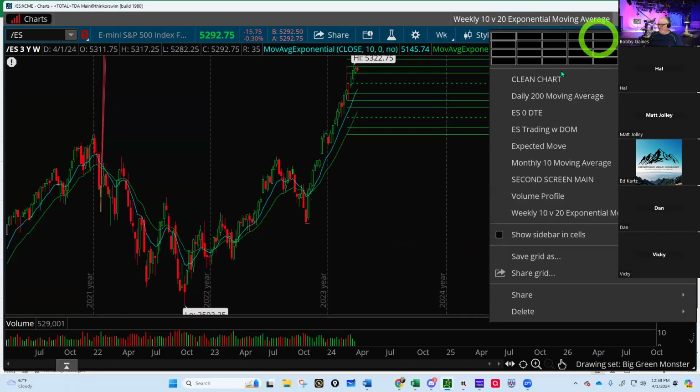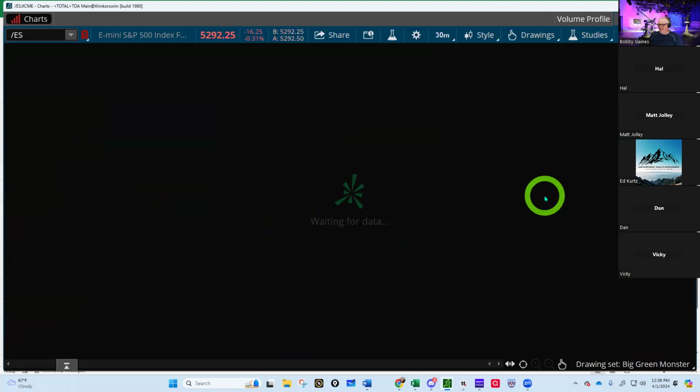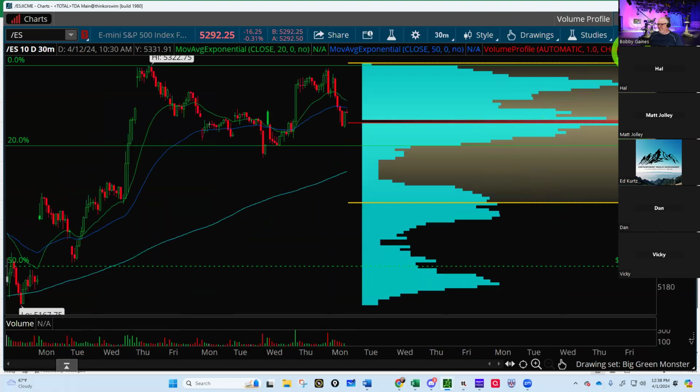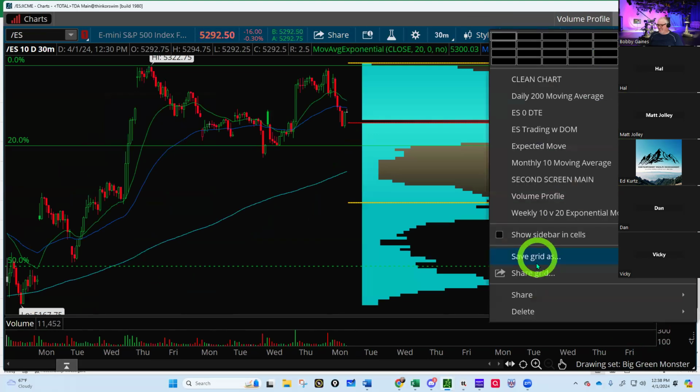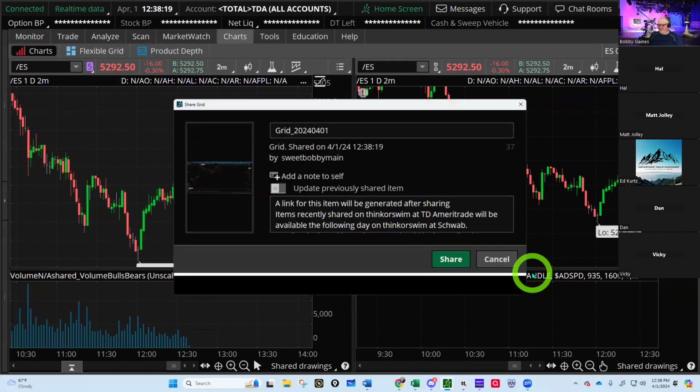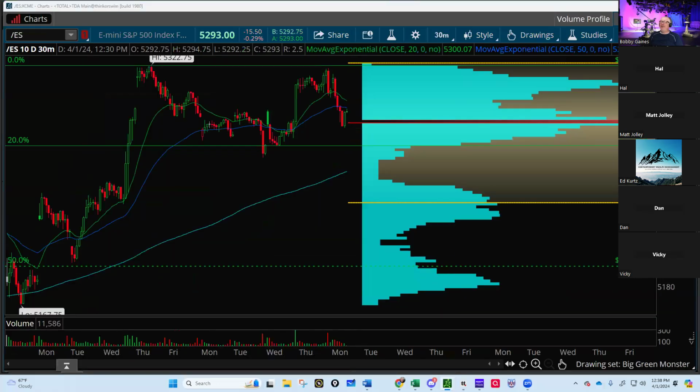For those of y'all using volume profile, let's just share that. So let's see, how do I share it? I forget. No, share grid. Hey, y'all be quiet. Daddy's in a session. There we go. Put it in the chat for y'all.